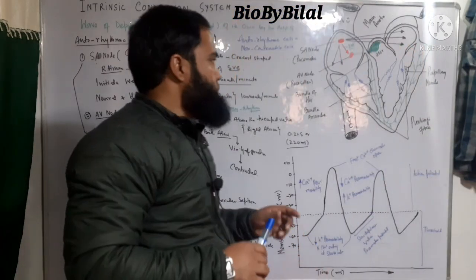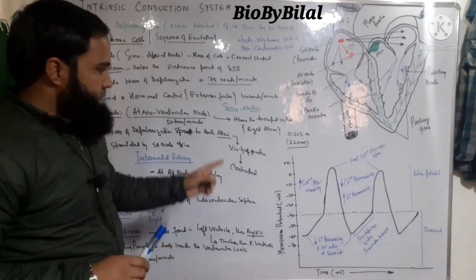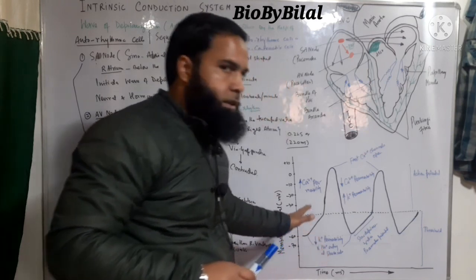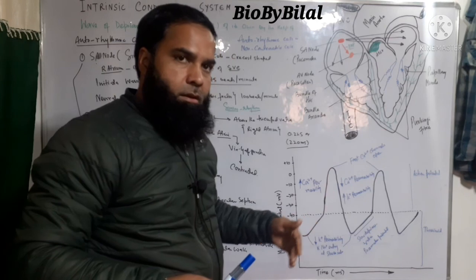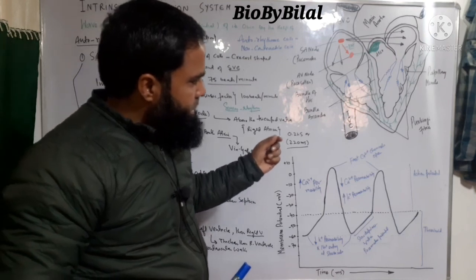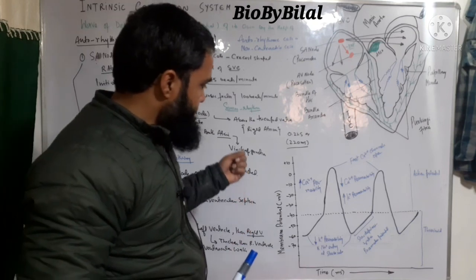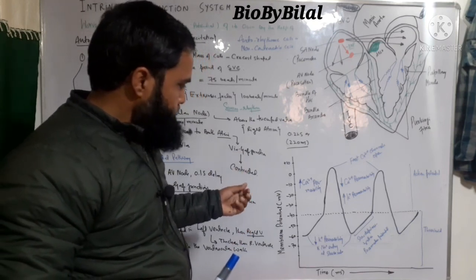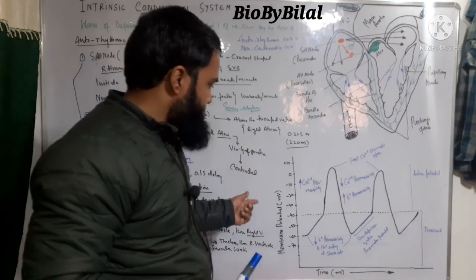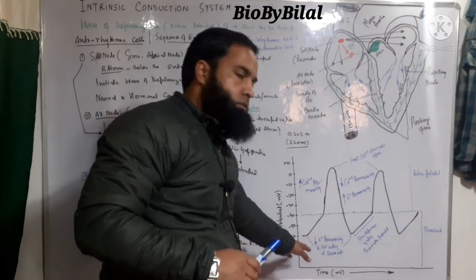I hope that you got the information regarding these nodal cells, as well as the membrane potential versus time: how the pacemaker sets the pace, how the slow depolarization takes place, and how the action potential takes place. Also you must understand how the potassium permeability gets decreased, and the membrane potential reaches towards minus 60 millivolts.